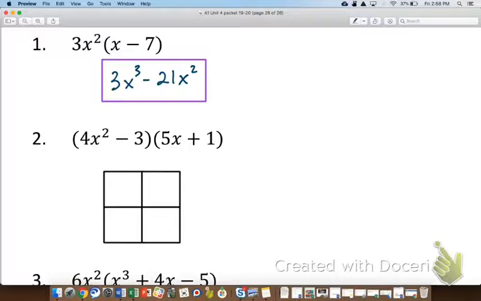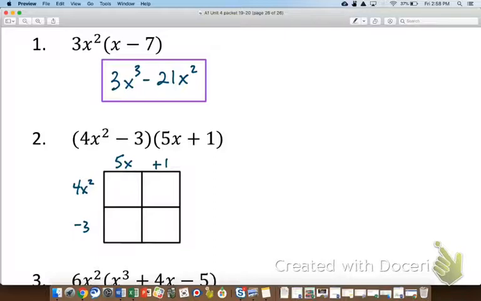So here's how this would work. We're going to fill in the outsides of the box just like we did before. I'm going to go 4x squared minus 3 and 5x plus 1. Okay, so just like we filled in the outer edges of the box before, now it's a 2 by 2 multiplication instead of a 1 by 3 or something like that. It's a 2 by 2.